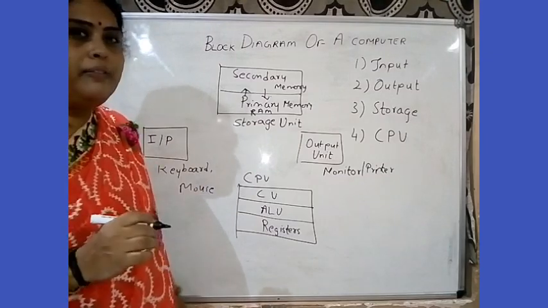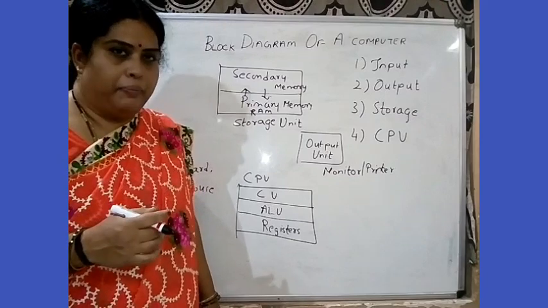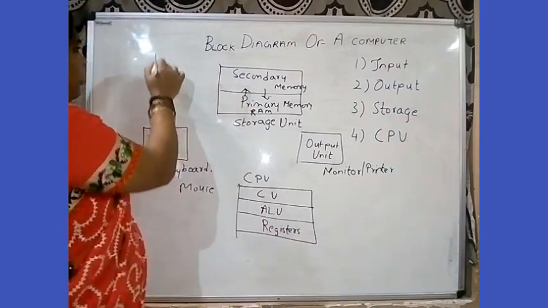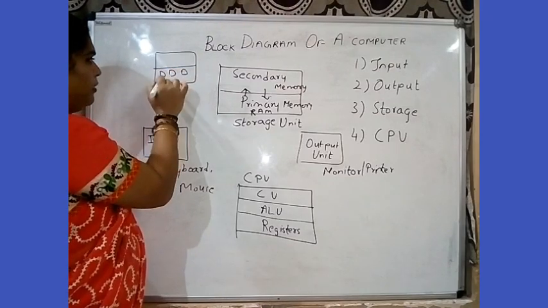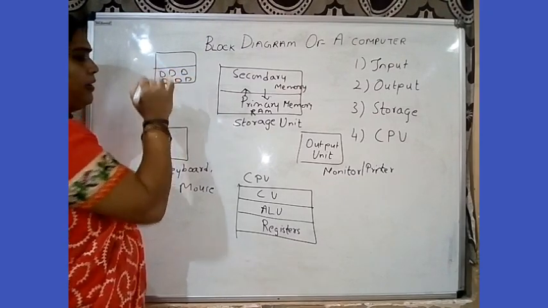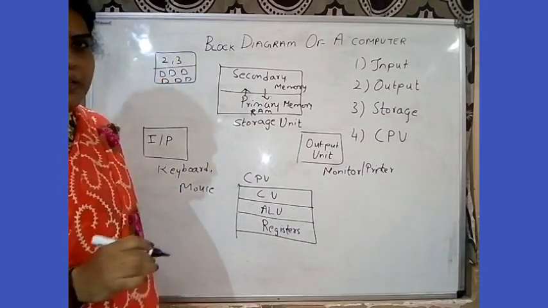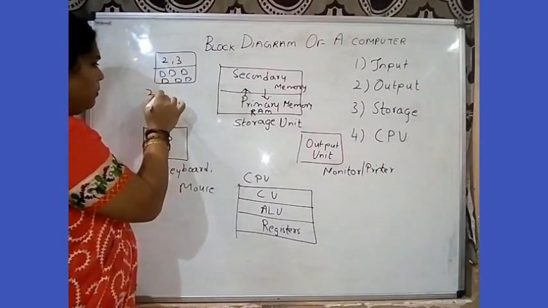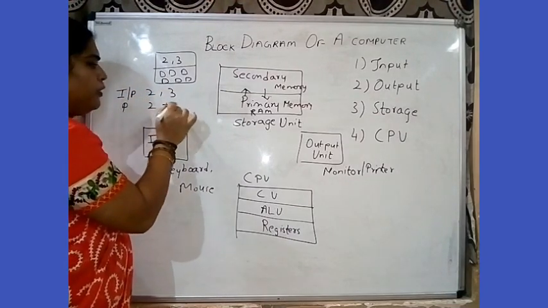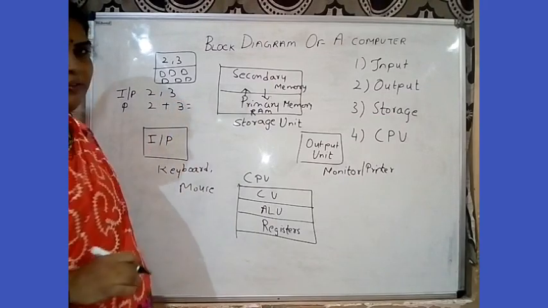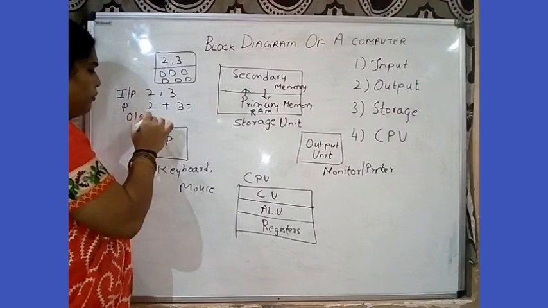Now let me take a simple example. You open your computer, you open the calculator application, and using your mouse or maybe your keyboard, you are going to type in the numbers. Let us say you are going to type 2 and 3, and you want to process it. Let us say that you want to add these 2 numbers. So you are doing 2 plus 3. What will be the output of 2 plus 3?